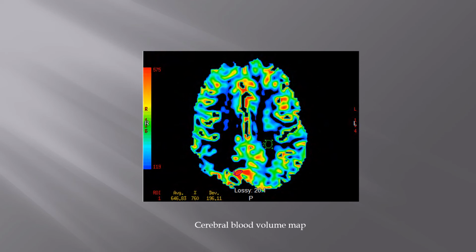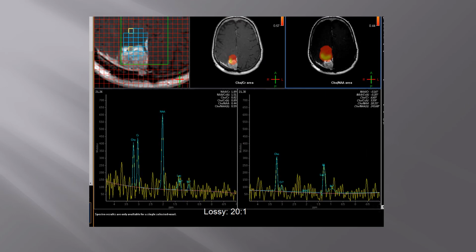Perfusion maps, you can see there's high blood flow. So again, necrosis would be dark. This is very hot, so you have high perfusion. So very good for demonstrating tumor.